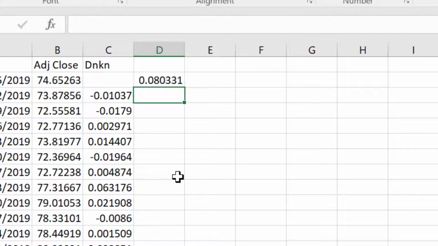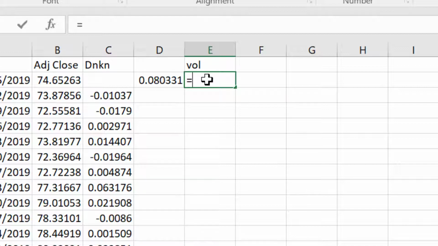Okay, that's not the volatility yet though, because I have to scale it. I have to scale it because this is weekly data. So 52 weeks a year, I want this number to go up. I'm going to multiply this number by root 52.